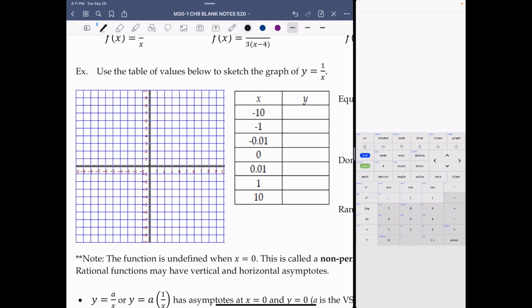When x equals negative 10, 1 divided by negative 10 is negative 0.1. When x is negative 1, 1 divided by negative 1 is negative 1. When x is negative 0.01, 1 divided by negative 0.01 gives us negative 100. And when x equals 0, we can't divide by 0. 1 divided by 0 gives us an error, so that is undefined.